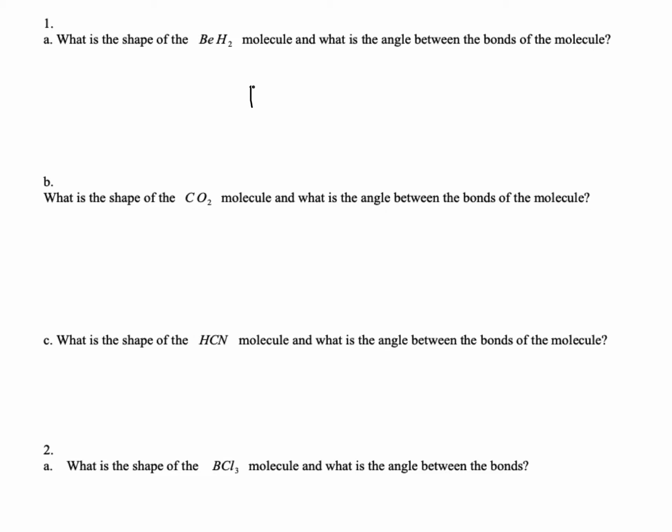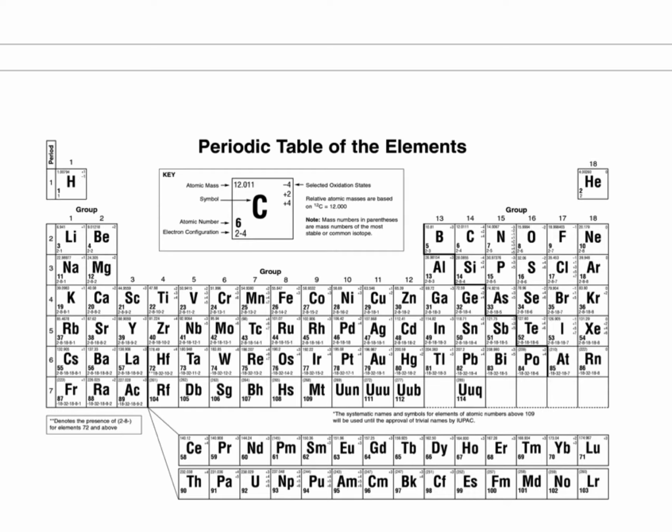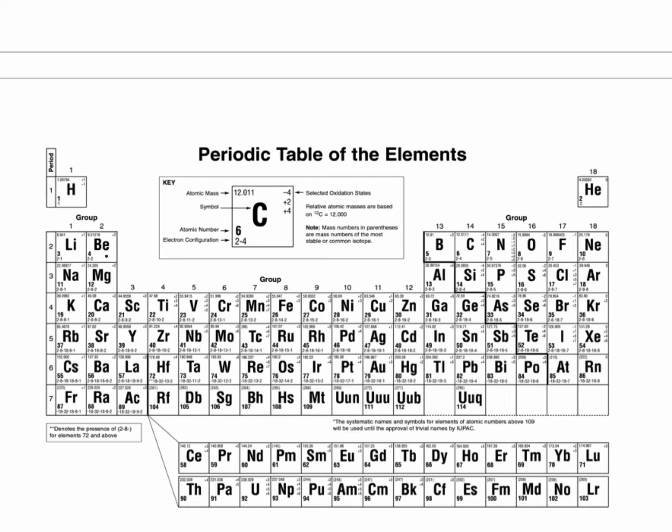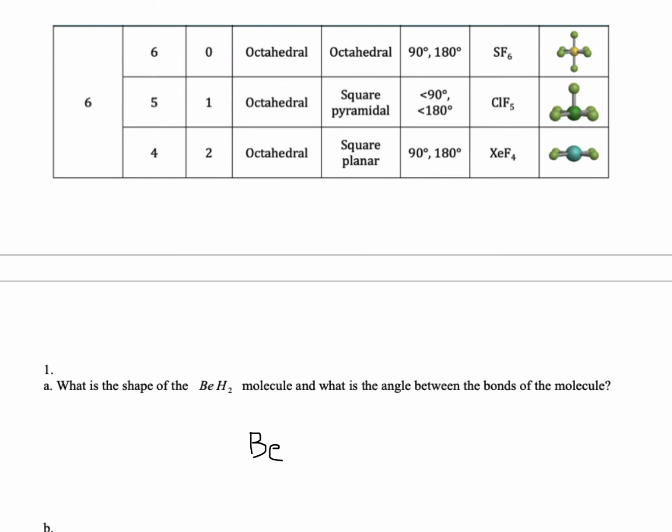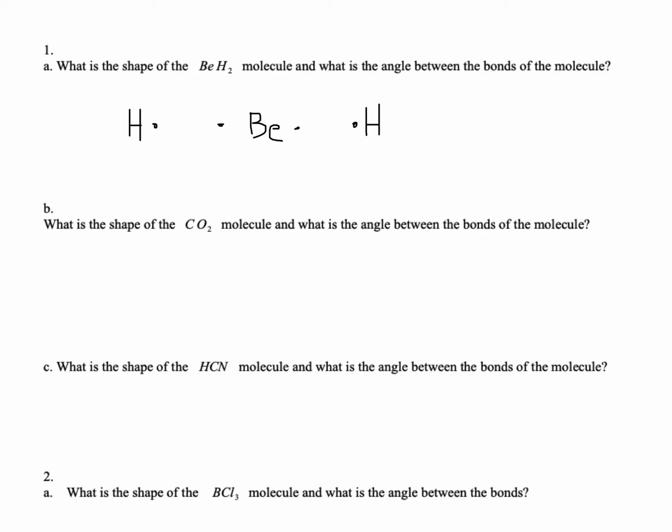Let's draw it. Beryllium brings 2 valence electrons to the table here, and hydrogen will bring 1 each. Alright, that's the start of our Lewis dot structure. Now let's just bond the beryllium to the 2 hydrogens. Now what we see here is that 2 bonds are formed and there are no lone pairs for beryllium.